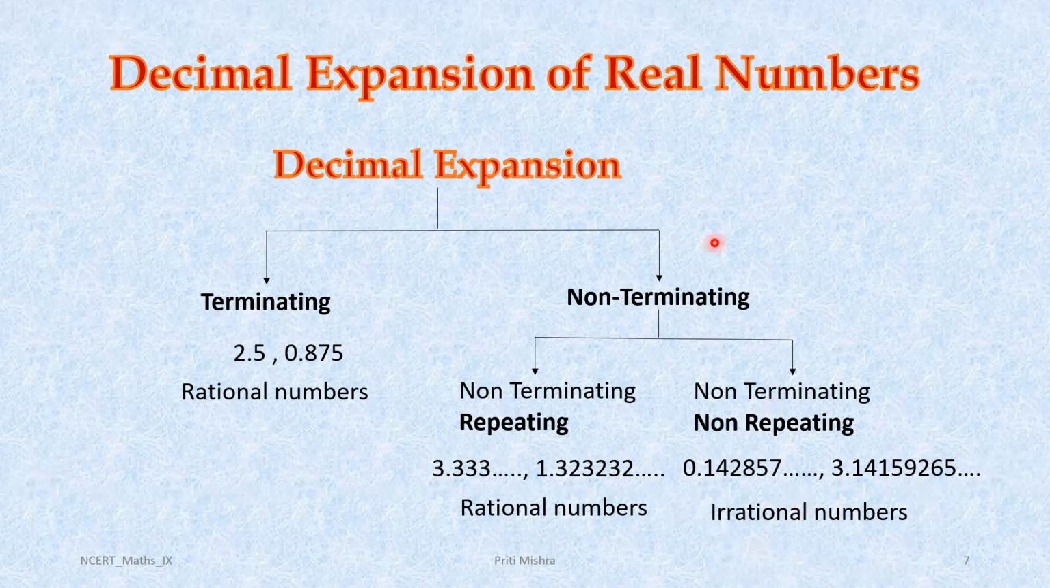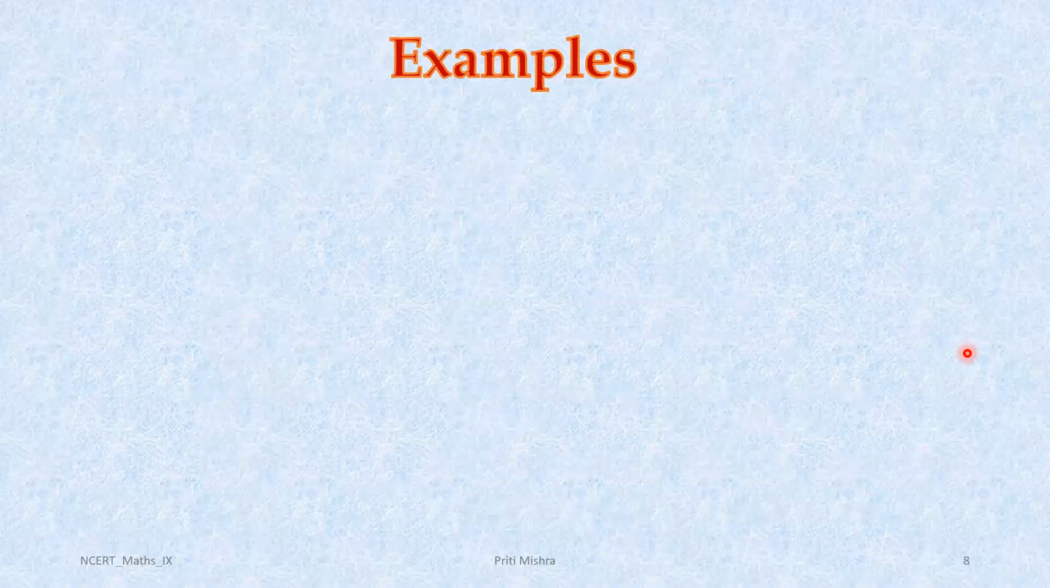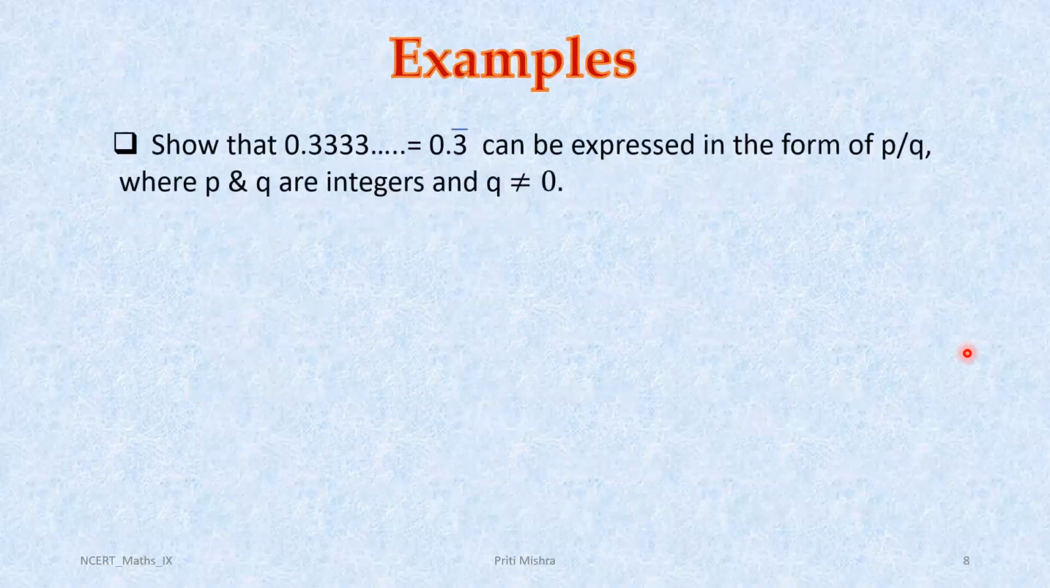So on the basis of decimal expansion, we can identify what kind of number it is: whether it is a rational number or an irrational number. Now let's have some examples.